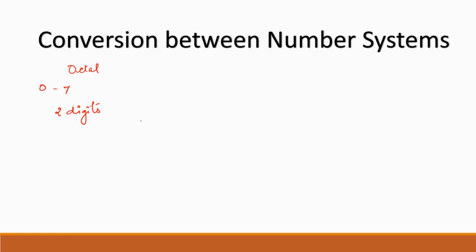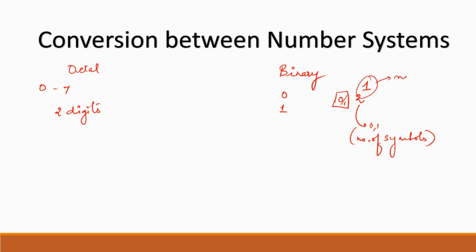So there is a generalized formula to find that out. For example, let's look at binary. We'll start with a simple one. We have two symbols, 0 and 1. If we have just one bit, then you can have either a 0 or a 1. So if I have a 1 bit number, then 2 to the power 1. The 2 is because there are two symbols, 0 and 1. So this represents the number of symbols and the power represents the number of bits. So here we have 2 to the power 1, which is 2. So you can have two numbers, 0 and 1.